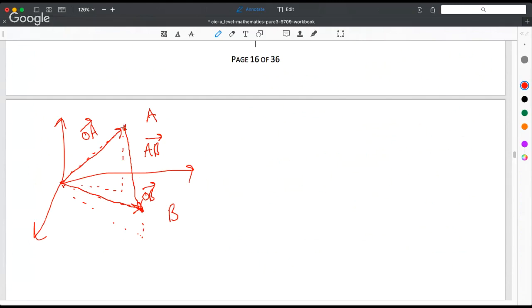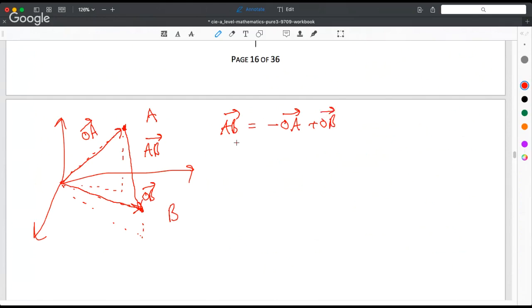Well, we know that if we start at A and we want to get to B, one way of doing that would be to go back towards the origin. We could start at A, we could go backwards from A. So OA points in this direction. If we want to go against OA, we need a minus sign here. And then when we get to the origin, we can then go from the origin to B by going along OB.